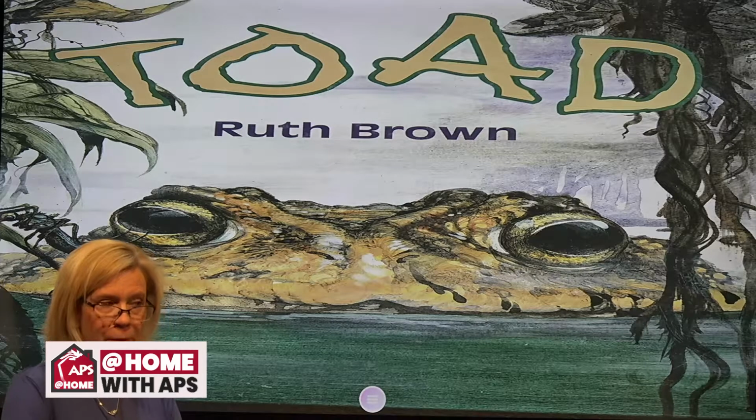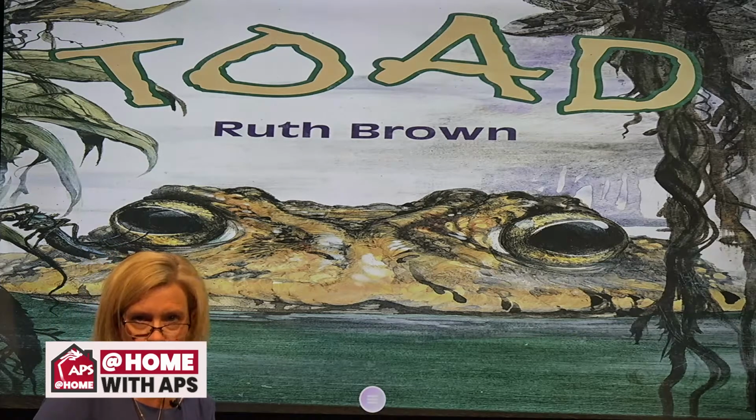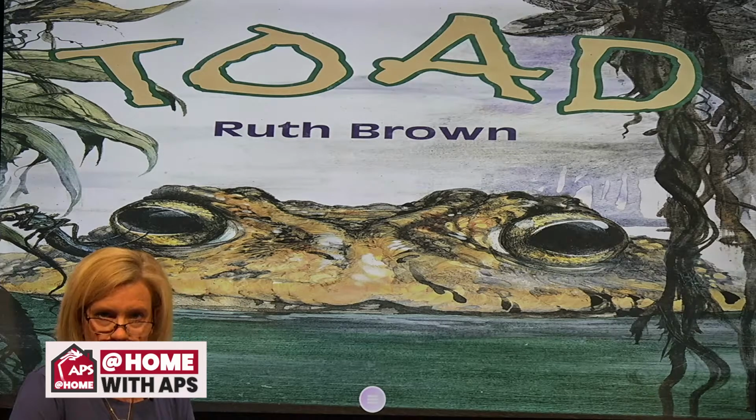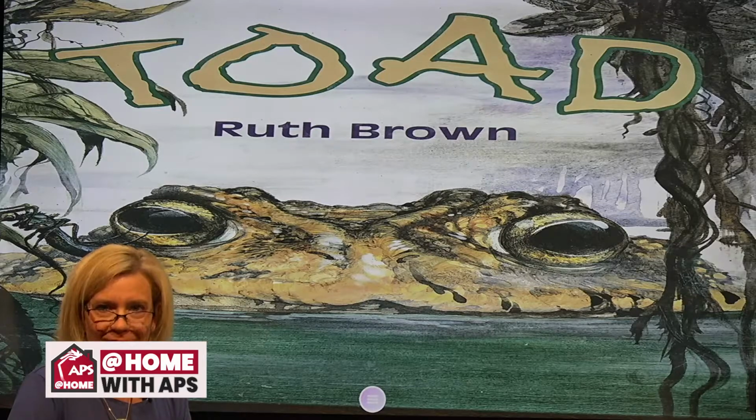If you'd like to write about something in nature, go take a walk. Find a bug or an interesting creature that you see, or a flower that you could write about, describing it with your senses. And then drawing some pictures that match that.